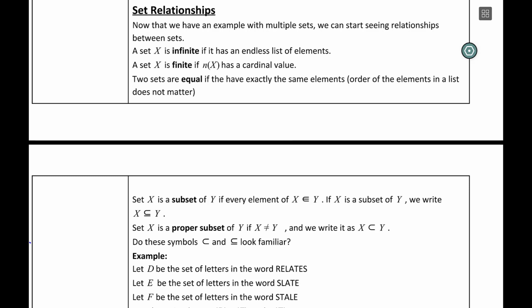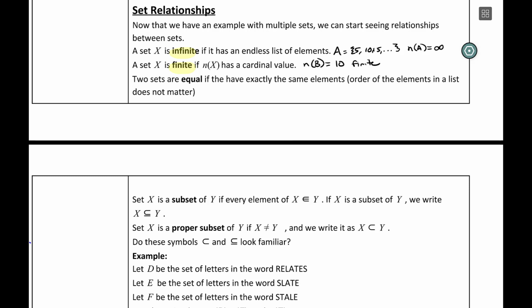So now that we have an example with multiple sets, we can start seeing relationships between sets. Well, set X is infinite if it has an endless list of elements, and we saw that with set A. That was equal to this set of positive multiples of 5, and it went on and on forever. And we would say that it's infinite because the number of elements in A was infinite. Okay? Now, a set is finite if we can actually have a value, a number associated with n of X. And so B was going to be finite because we had a specific number in that set. So that's a finite set.